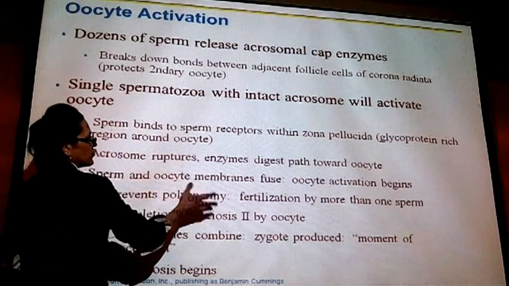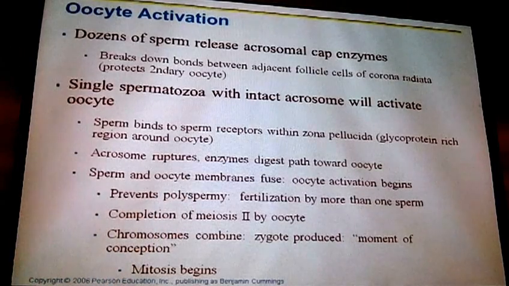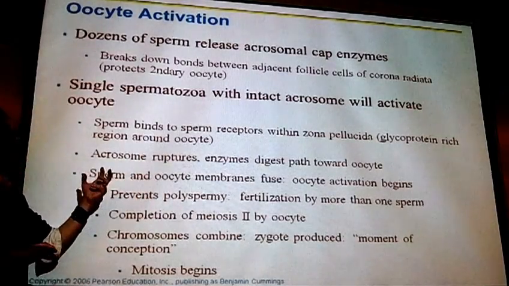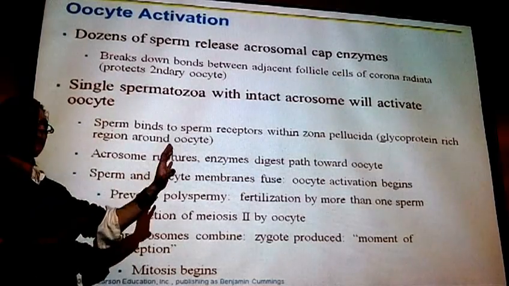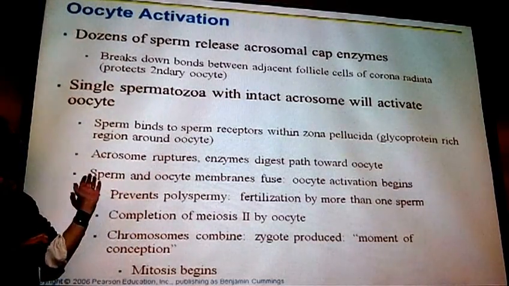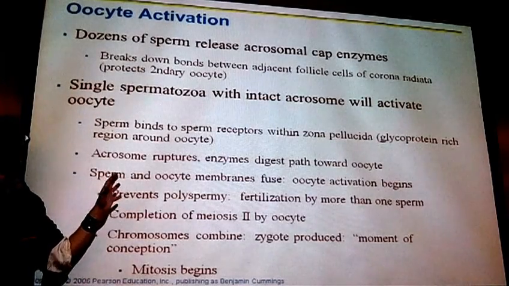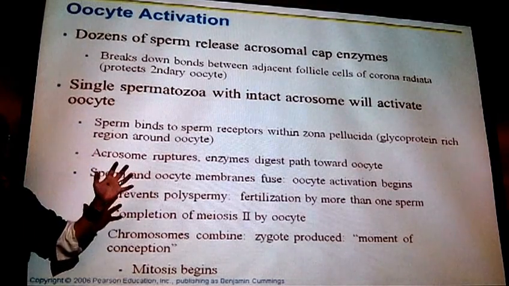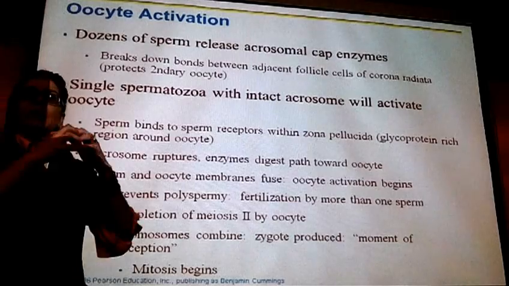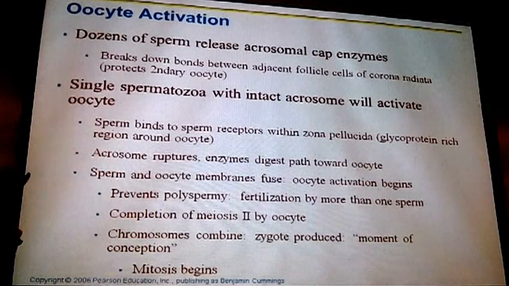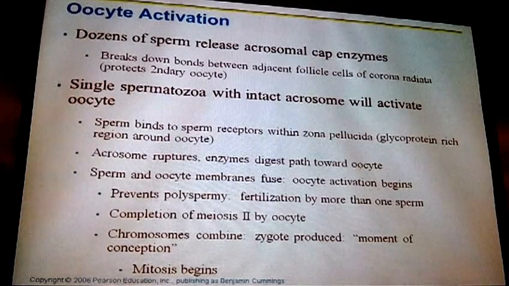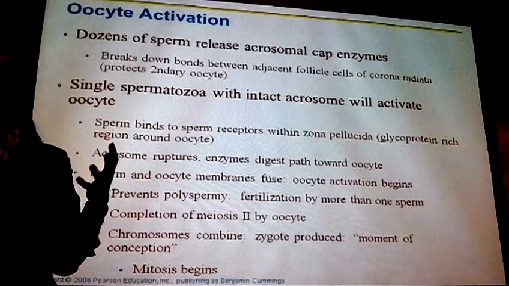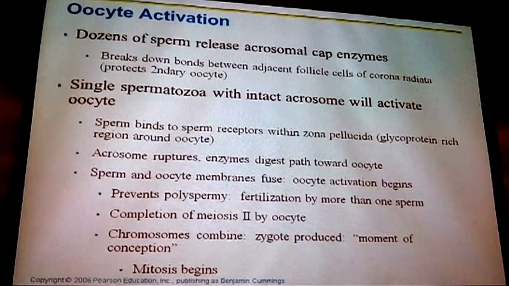And then that's going to trigger the oocyte to finish meiosis II. Also, once that sperm enters the oocyte and the oocyte becomes activated and starts to finish meiosis II, you have a series of events that basically prevent any other sperm from entering that oocyte. Any other sperm receptors in the zona pellucida layer basically become inactive so that no other sperm can come in, because you don't want multiple sperm fertilizing one egg. Then you would have way too many chromosomes and that zygote would die off very quickly. You can't have that many chromosomes in a cell.